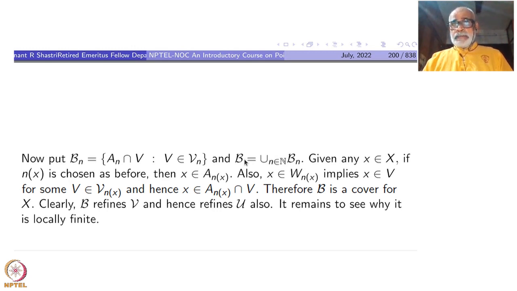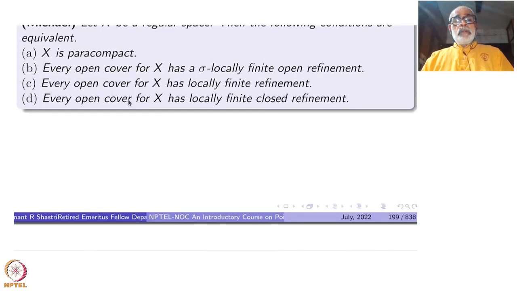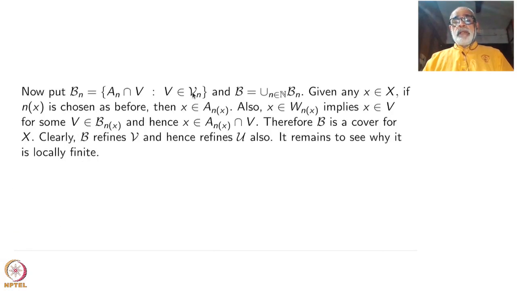Still there is no openness here. So B is a refinement of V, because each element of B is Bn intersection V, so it will be inside Vn. B is a refinement of V, V is a refinement of U, so B is a refinement of U. All that we have to see now is that this B is sigma locally finite. What we wanted to do here is show that B is a locally finite refinement. This B is locally finite is what we have to show now.